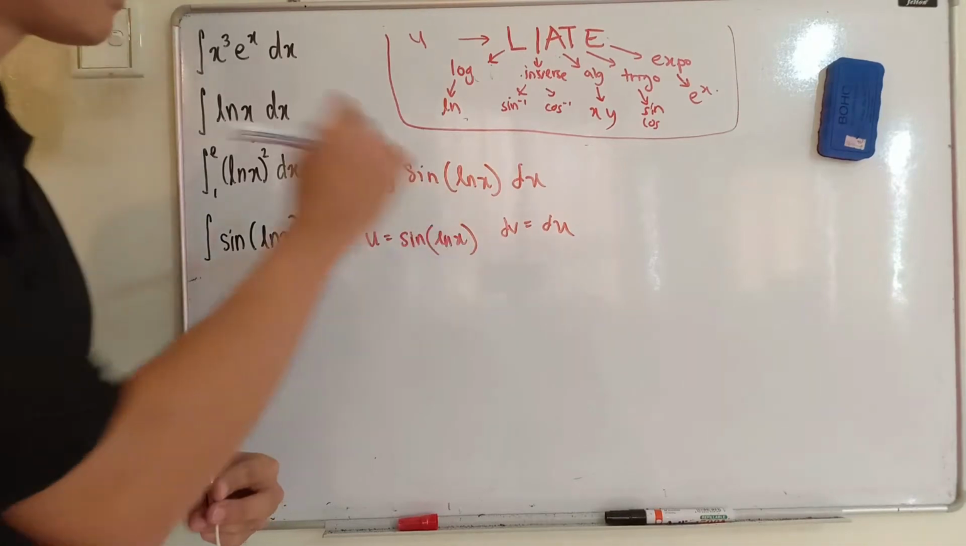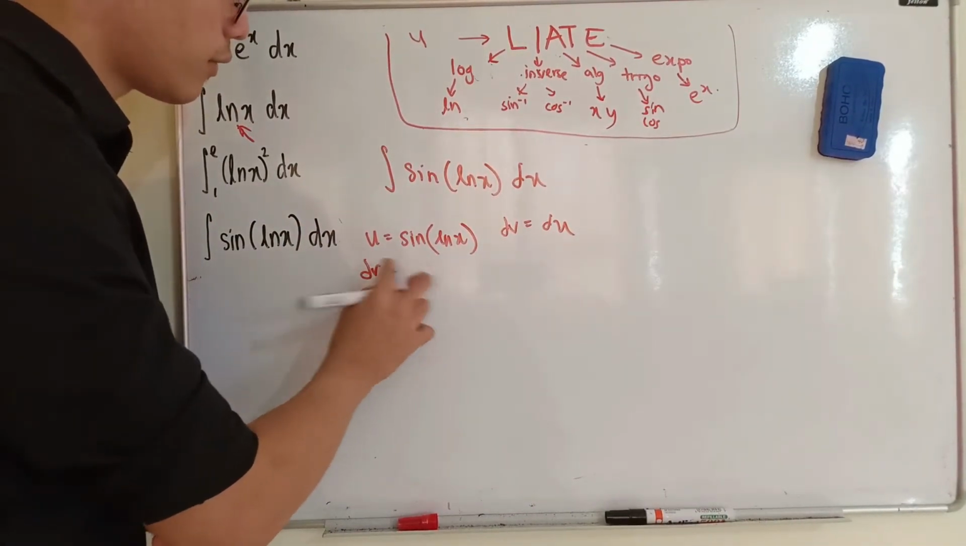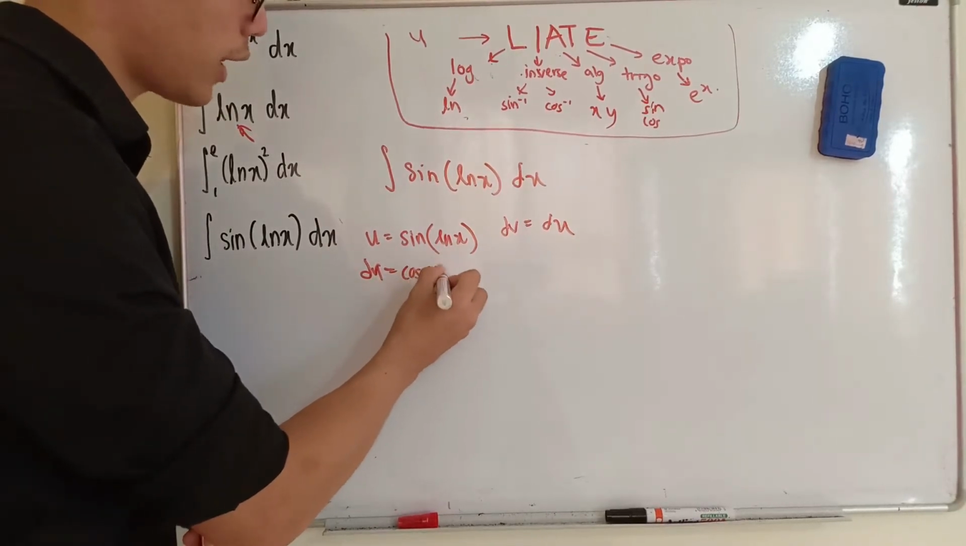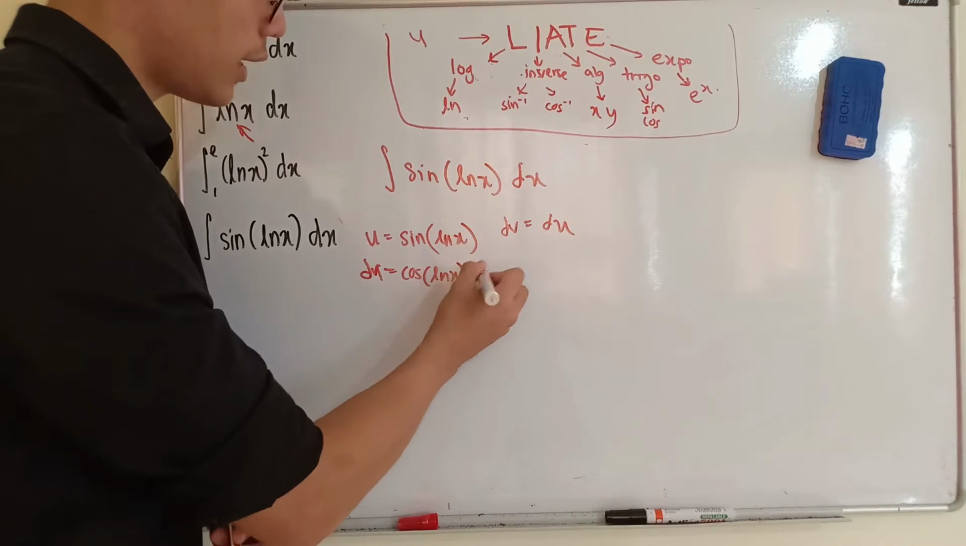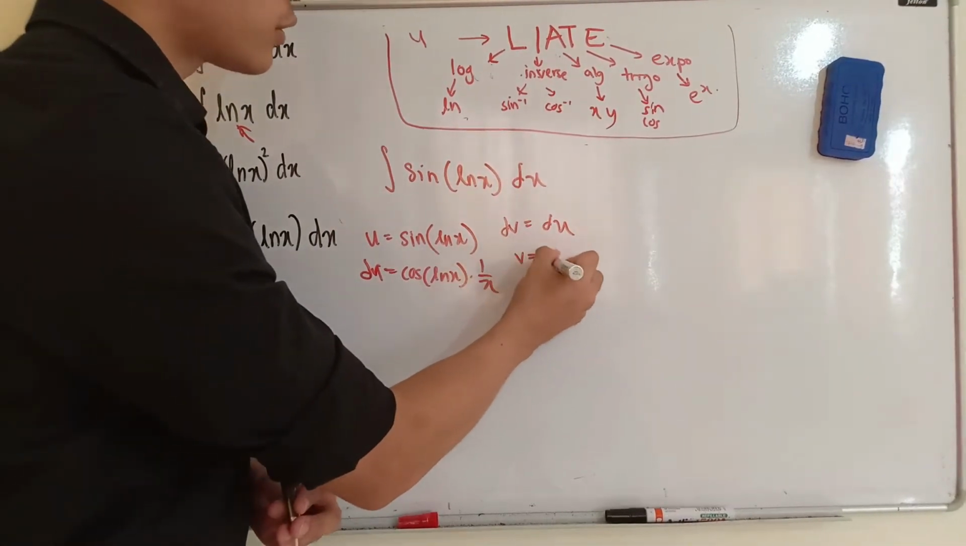So what you need to do is differentiate it over here, du. You're going to get cos ln s, then 1 over s. You integrate the inner part, and then v equals s.